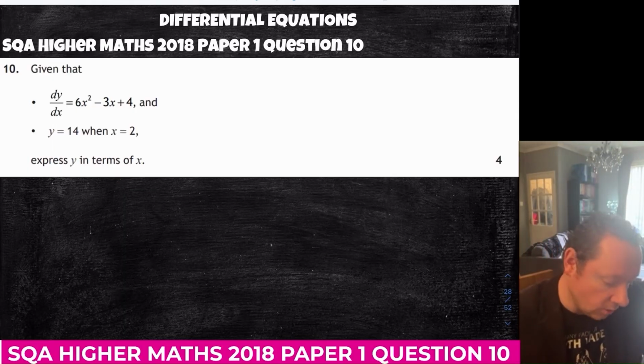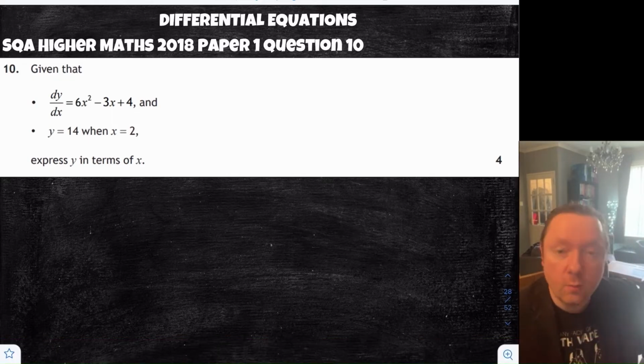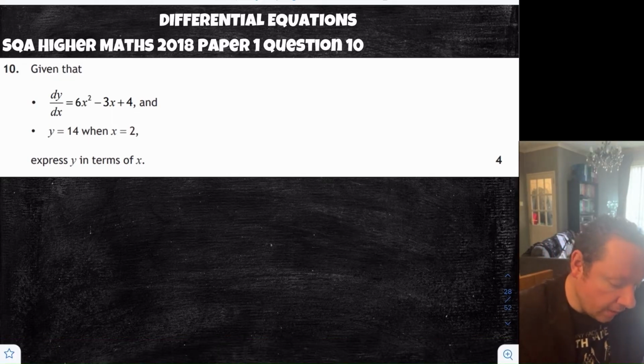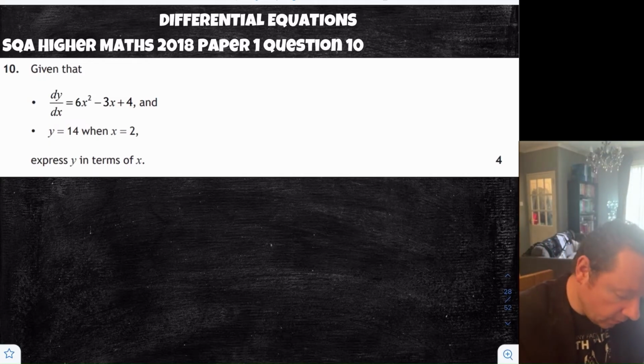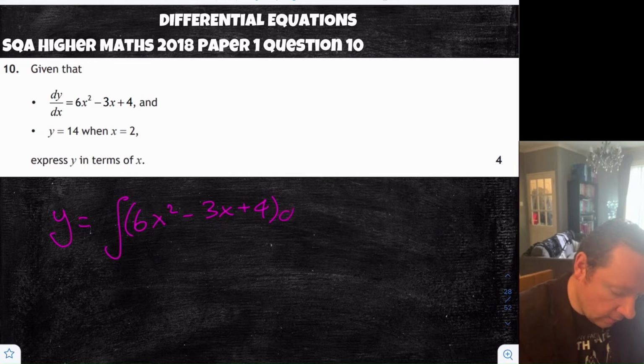Question 10: given that dy by dx equals this, and y is 14 when x is 2, find y in terms of x. So dy by dx equals that, so if I integrate dy by dx, I get y back. So I can immediately say that y equals the integral of 6x squared minus 3x plus 4 dx. And that's nice and easy.